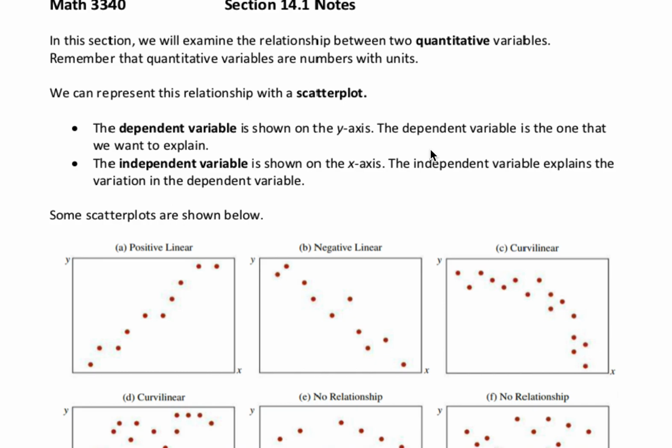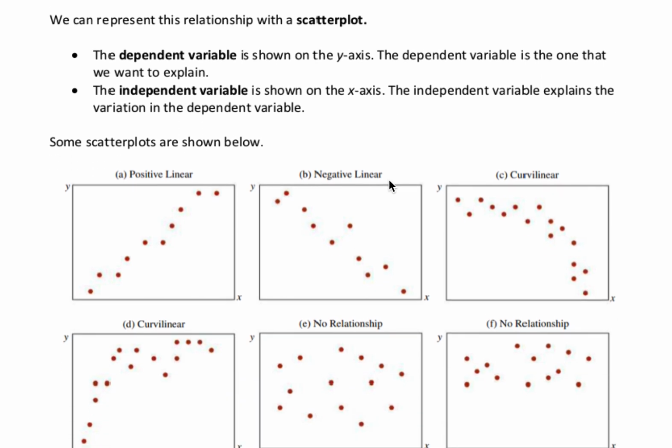When we make a scatter plot, we put the dependent variable on the y-axis. The dependent variable is the one that we want to explain, and the independent variable goes on the x-axis, and that's the one that is doing the explaining. So one way to think about it is to think about a potential cause and effect. Which one would be the cause and which one would be the effect? Now, it doesn't necessarily mean that there's a cause and effect relationship, but if there were, which one would be which? And so here we have some examples of scatter plots.